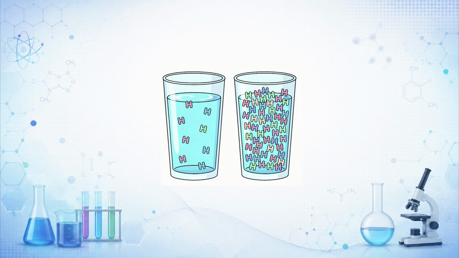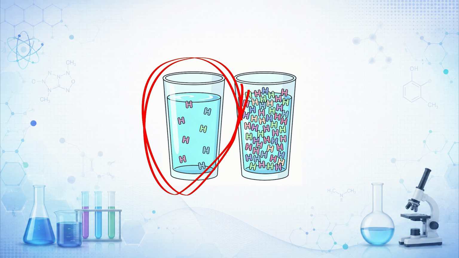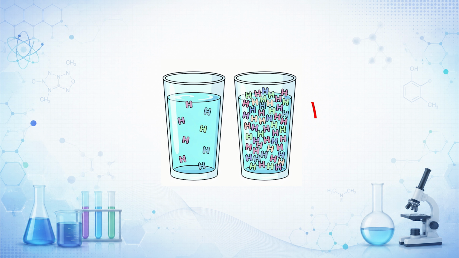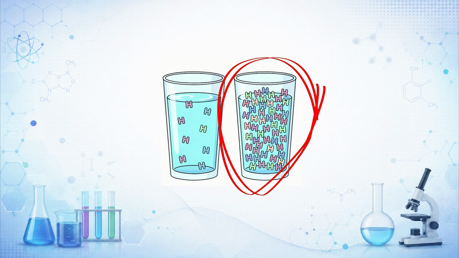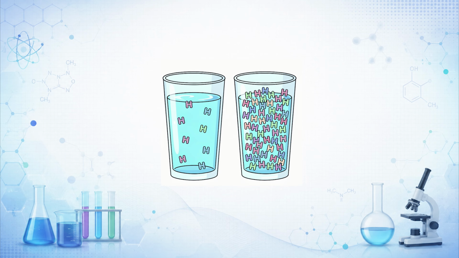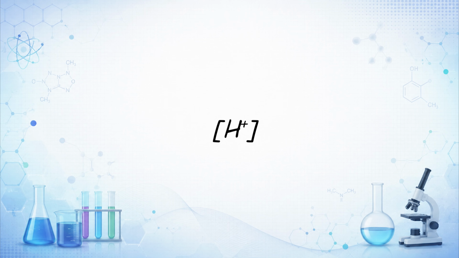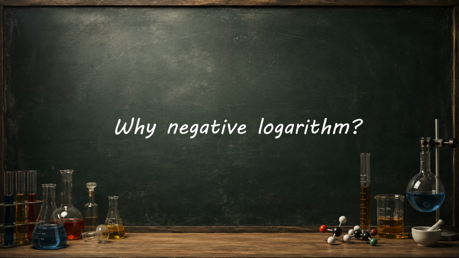Imagine 2 glasses of water. One contains only a few hydrogen ions. The other is crowded with hydrogen ions. Which one is more acidic? Of course, the second one, because acidity depends on hydrogen ion concentration.